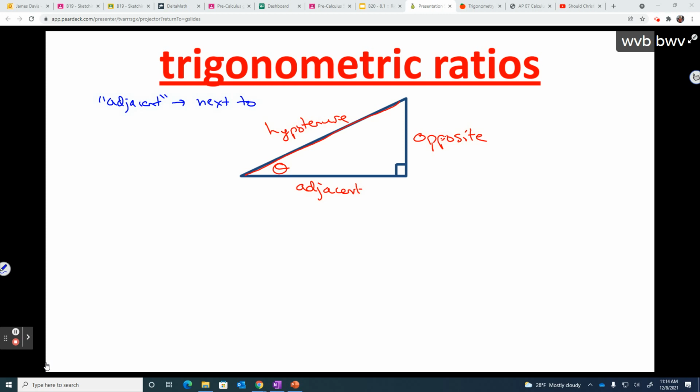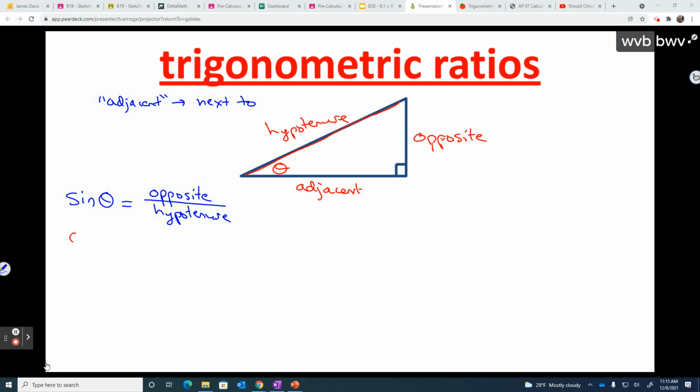So these are our three sides, and then we are also going to identify our trig ratios using this angle. Our first trig ratio is the sine ratio. So we're going to say sine of theta. Anybody know what the ratio of sine is? Good. It's the opposite side over the hypotenuse. So that's our first trig ratio.